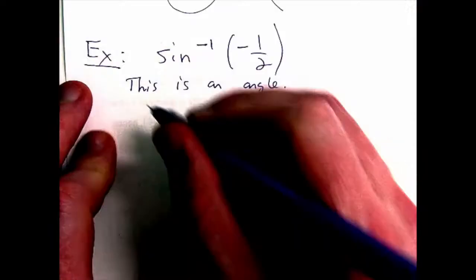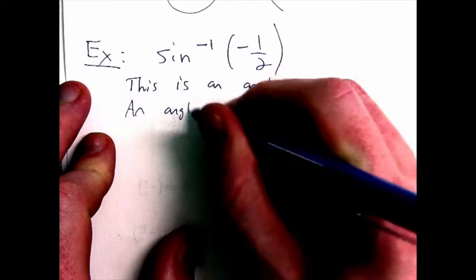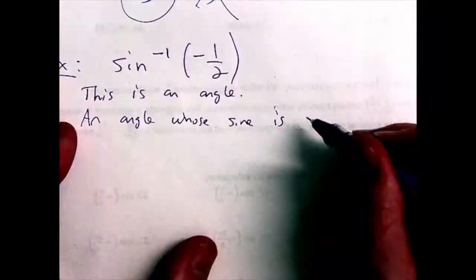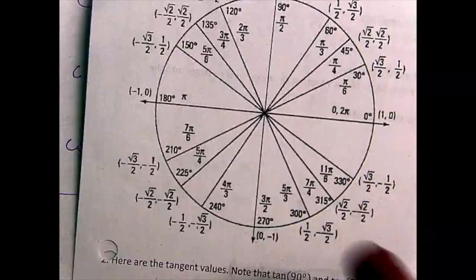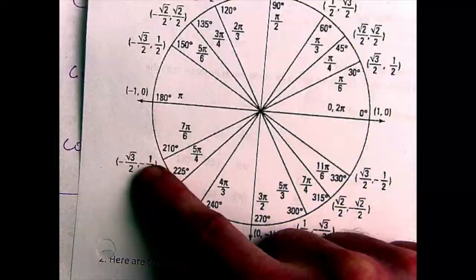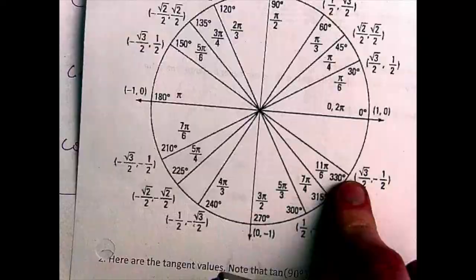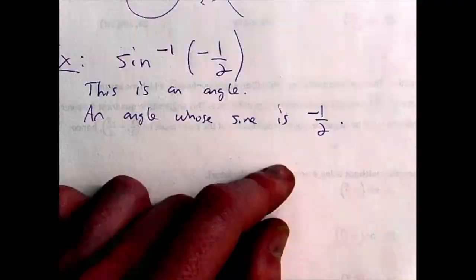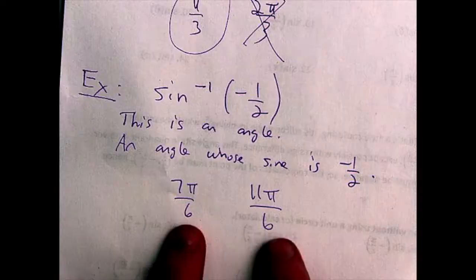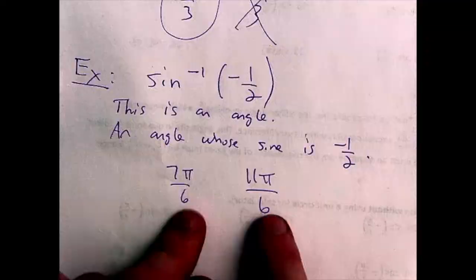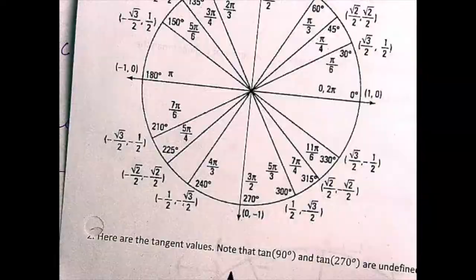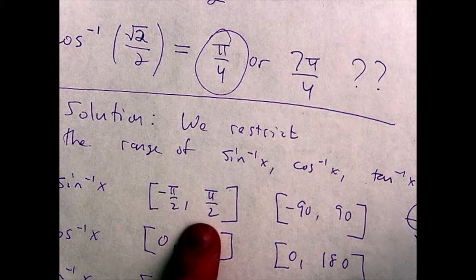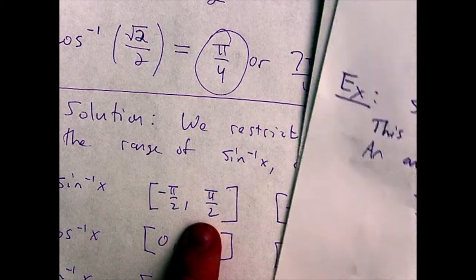But it's not just any angle. It is specifically an angle whose sine is negative 1/2. Okay, great. So we're looking for an angle whose sine is negative 1/2. Of course, the sine of an angle is just the y-coordinate of the point on the unit circle. So we can go to our unit circle and say, I'm looking for an angle whose y-coordinate, whose sine, is negative 1/2.